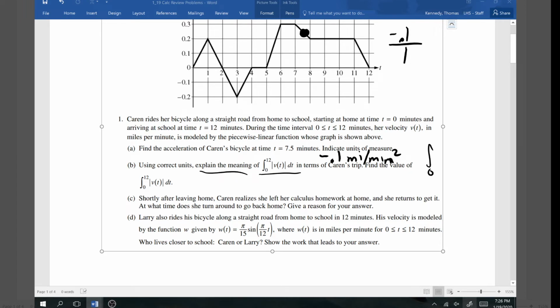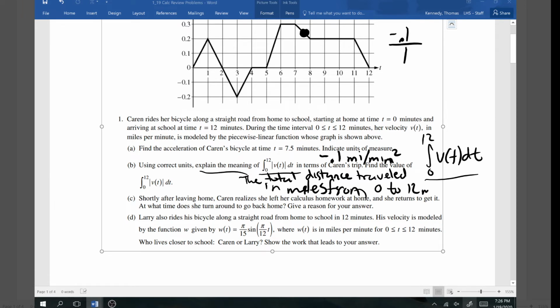So if this had been the integral from 0 to 12 of velocity, that integral would give you how far you are from where you started. But the integral of the absolute value of velocity, which is speed, gives us the distance traveled on the interval, which you could travel towards, you could travel away, but the total distance traveled. So that's what I'd have to write here: the total distance traveled, in this case in miles, because those are units, from 0 to 12 minutes. So that would be all you have to do for that part.